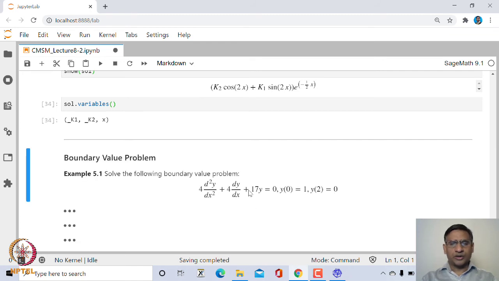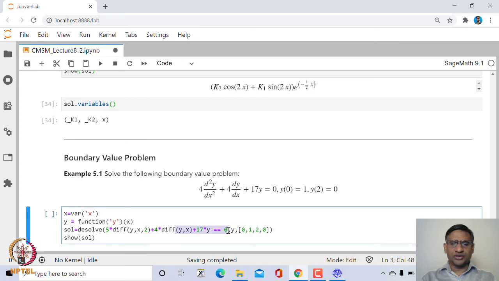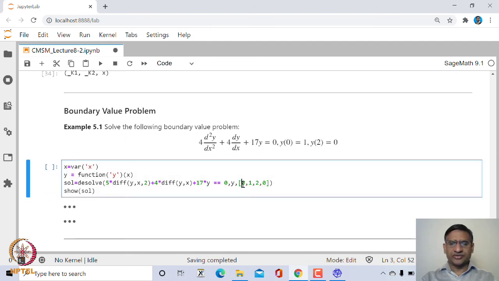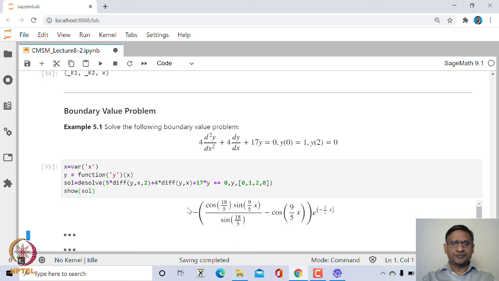You can also solve a boundary value problem. Suppose in the same differential equation, the boundary condition is something like this: y at 0 is 1 and y at 2 is equal to 0. And then let us solve this differential equation. So instead of initial conditions, now you have to give a list of 4 elements. This is x0, y0, and this one is x at 2 and this is the value of y at 2, right. So if you solve this, this is how it looks like.